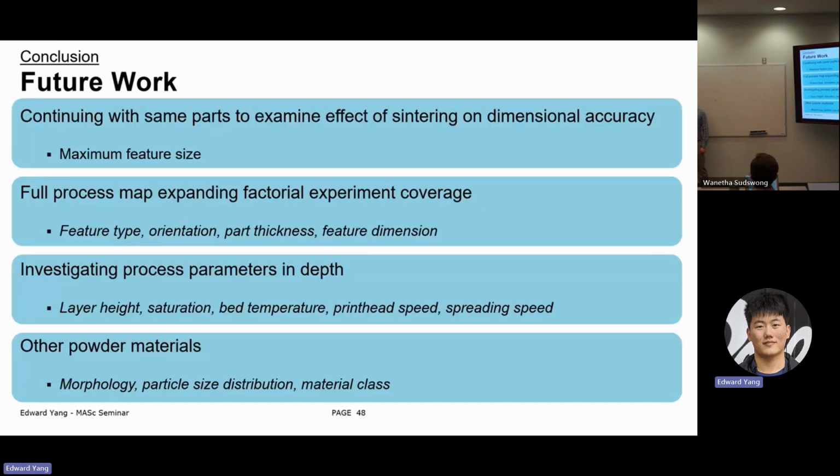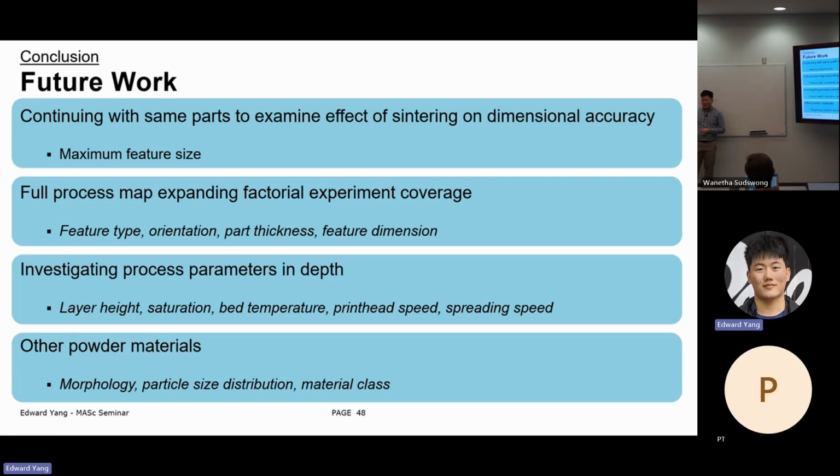So the future work using this as a starting point is continuing with these same parts to do that sintering step and see what happens afterwards with the geometric accuracy there. So there's a whole other set of simulations and processes that are happening in that step that could be examined. Another thing that could be interesting to note is that maximum feature size becomes a role now once we're looking at the post-processing. There is a maximum feature size for binder jetting where if it's too large, it won't sinter properly and the binder won't be successfully extracted during the heating. So that's something to be considered as well.